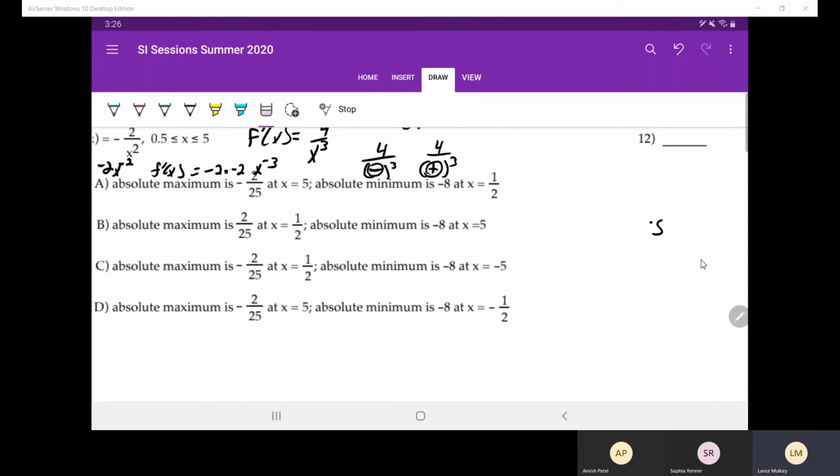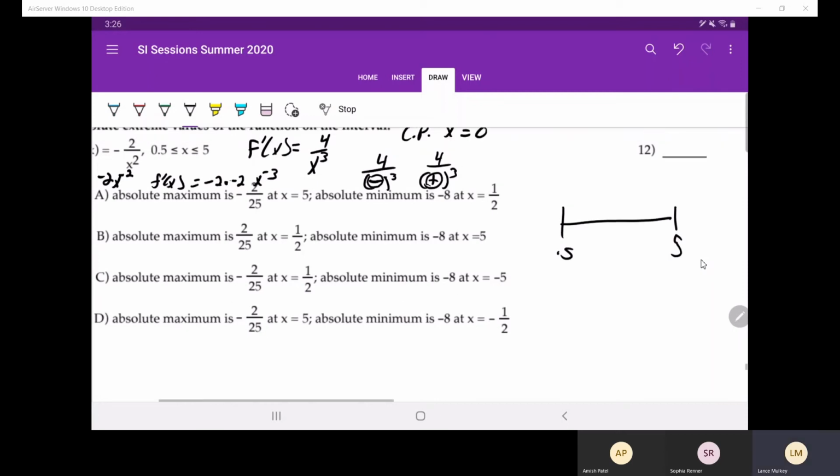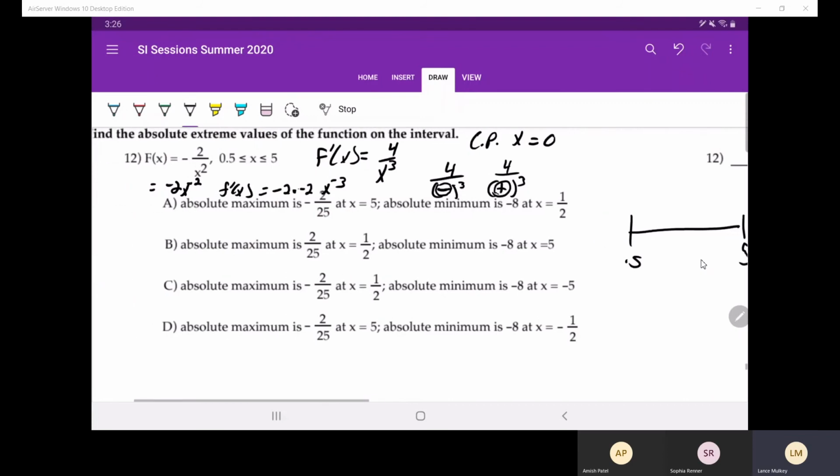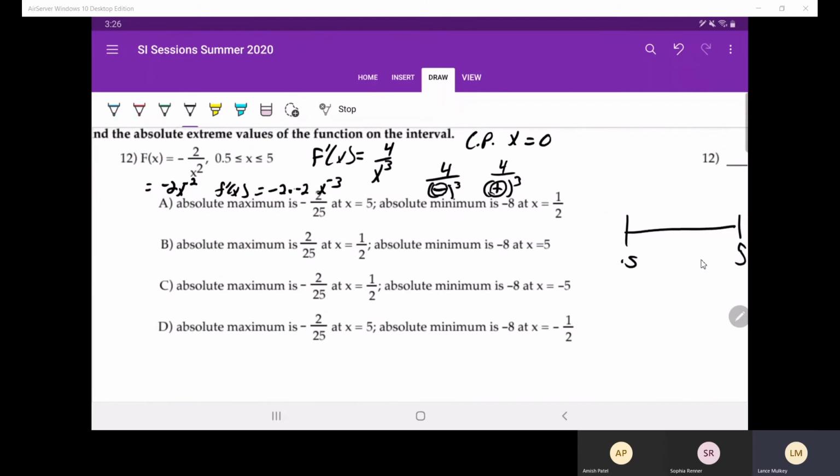Never mind. Okay. So you have your domain. And 0 is your only critical point, right? So 0 is not on this domain, so you don't have a critical point. So you only have to check the 2 endpoints.